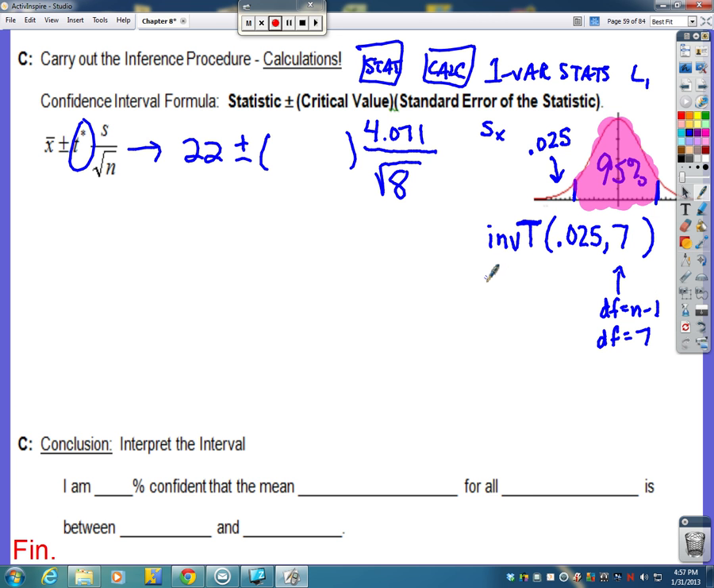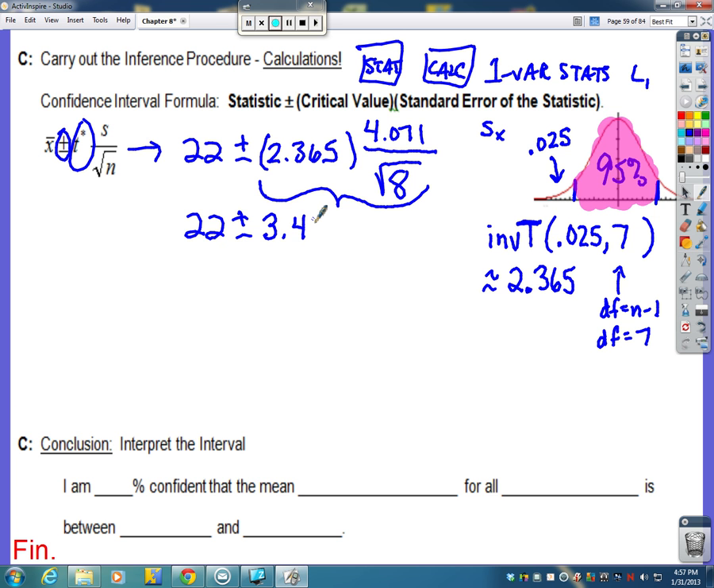You punch that in your calculator, and if I do, again, 4 sig figs, it does give me a negative t-score, but we said forget about the negative, just write it as positive, because we're really going to be adding and subtracting a positive number or a negative number, and we're going to get the same result. So 2.365. Okay, so now I've got 22 plus or minus, and my margin of error, if I calculate all this here, is 3.404 if I do 4 sig figs.